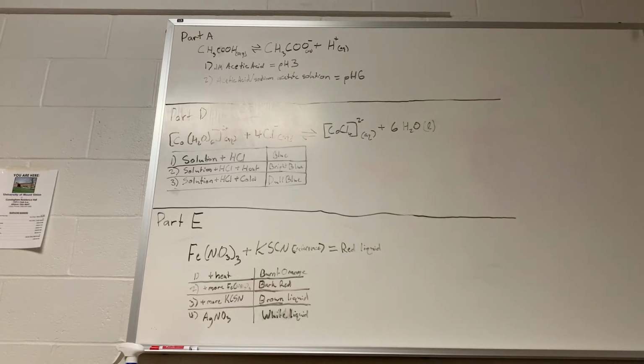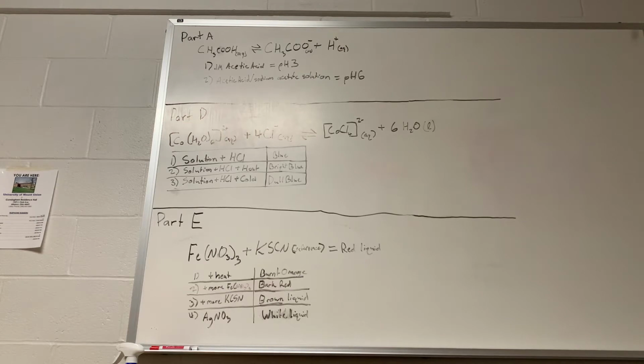I'm Jesse Wright, and this is my lab report on the three parts of the Virtual Lab 6 equilibriums. The three parts I chose to do were part A, part D, and part E. Part A is dealing with the pH of acetic acid.